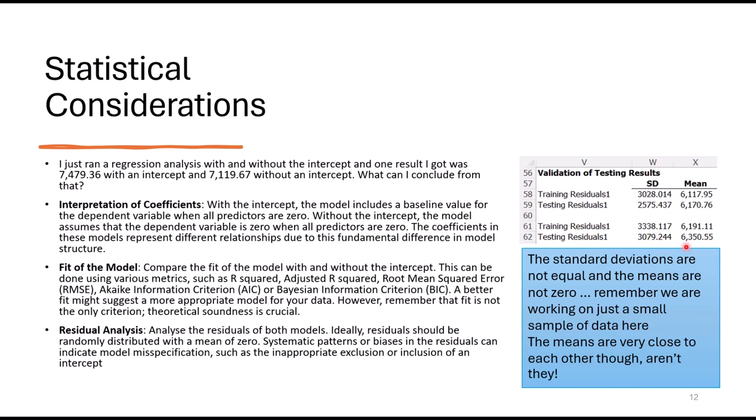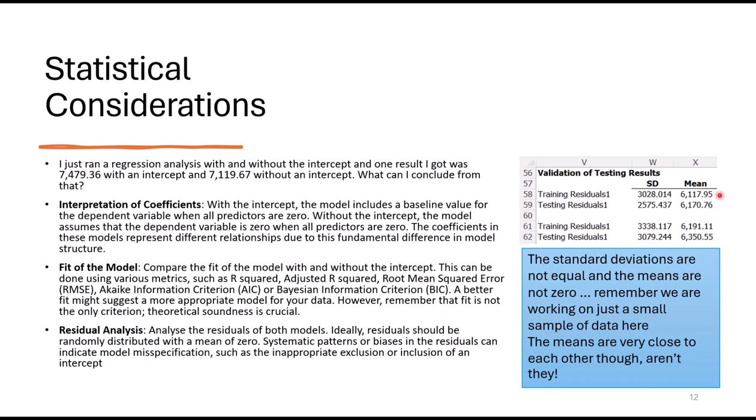Analyze the residuals of both models. Ideally, residuals should be randomly distributed with a mean of 0, and systematic patterns or biases in the residuals can indicate model misspecification, such as the inappropriate exclusion or inclusion of an intercept. And I mentioned very briefly the standard deviations of our two models. Let's have a look at the mean then. We've just been told that we should have a mean of 0.